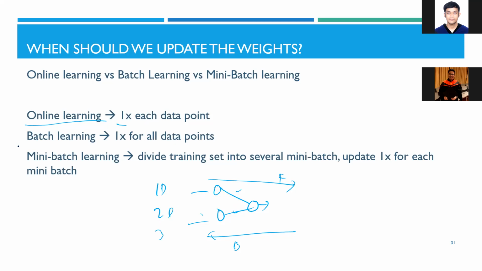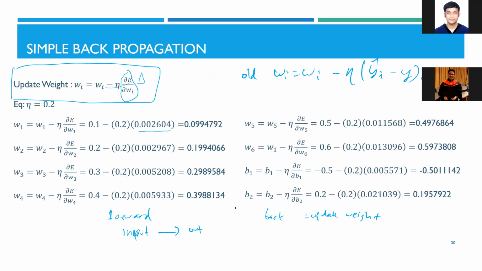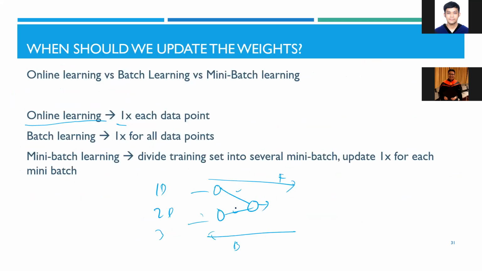Can you imagine if we have 1,000 data? It means that in one iteration we do 1,000 weight updates. If we use backpropagation with 1,000 data, in one iteration we do 1,000 updates, for the next iteration 2,000 times, third iteration 3,000 times. It takes time.